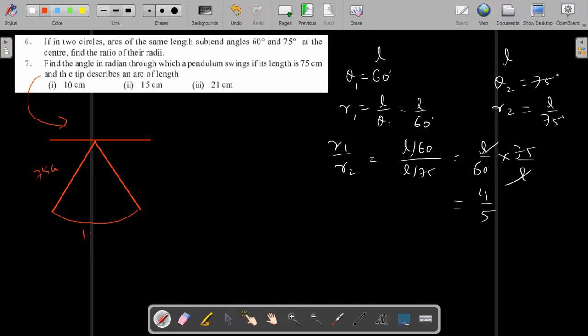If we take the first question, the arc is 10 centimeters. This angle we have to find. So angle is equal to arc upon radius. So theta is equal to arc 10 upon 75, that is 2 by 15 radians. We get it in radians, so the answer should be written in radians like this. We can do the second and third. So that's it. We have finished this exercise.